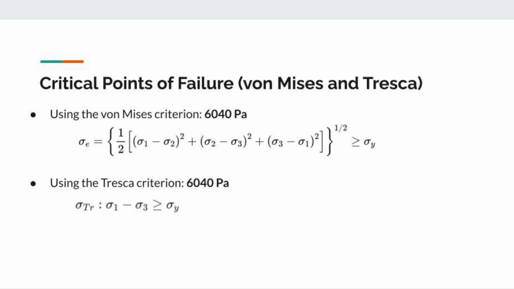All right, moving on to critical points of failure. Whether or not our tile will fail can theoretically be determined using the von Mises and Tresca criteria. Using the axial stresses in the tile, both methods result in 6,040 pascals. However, we were unable to find a yield stress for the LI 900 thermal protection tile in the available research papers that we used for the rest of this project. So as a result, we don't know whether or not 6,040 pascals will cause the tile to fail.